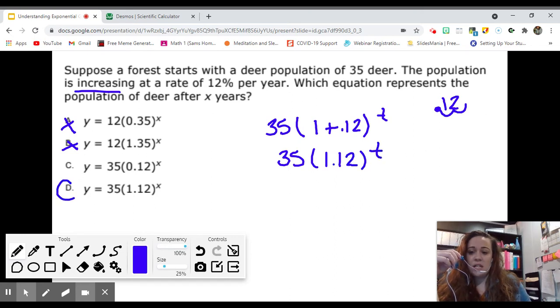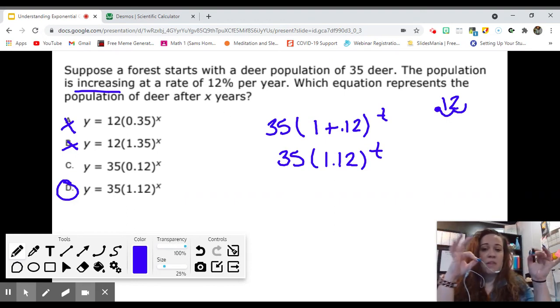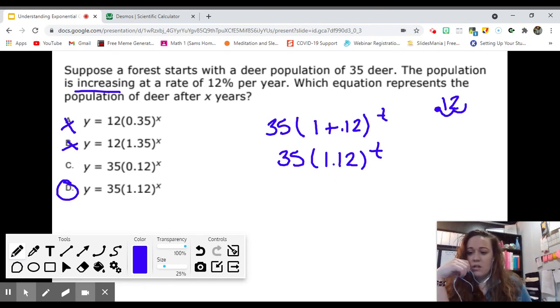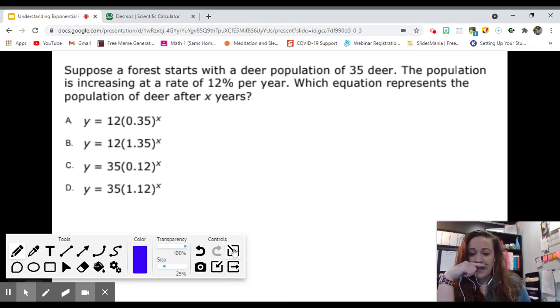So D is your correct answer, and C was incorrect because they just went ahead and plugged in that percent. But don't forget, with something that is a growth or a decay, we need to have the 1 plus or the 1 minus to figure out what our base value is for our exponent, or the base of our exponent.